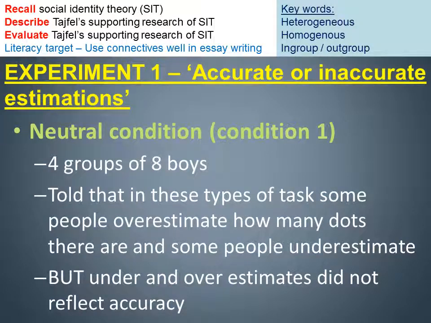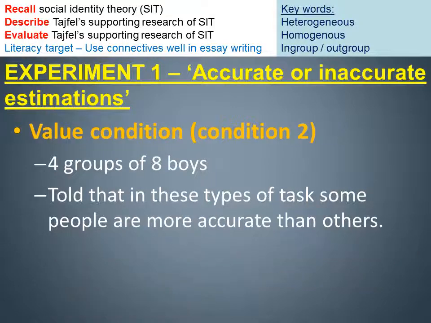The boys were then categorised into 4 groups of 8 boys, and they were told that these types of tasks, some people overestimate how many dots were given and some people underestimate how many dots were given, and they were classified in groups based on this. But the under and overestimates didn't reflect accuracy. So what that means is they were randomly assigned to the groups.